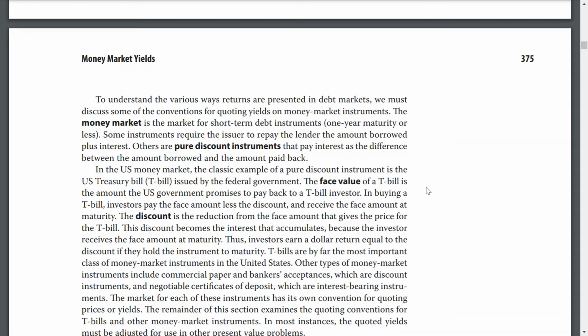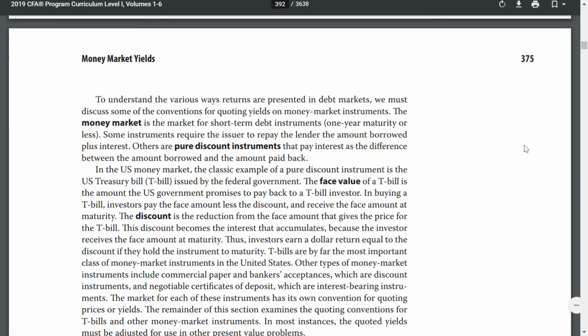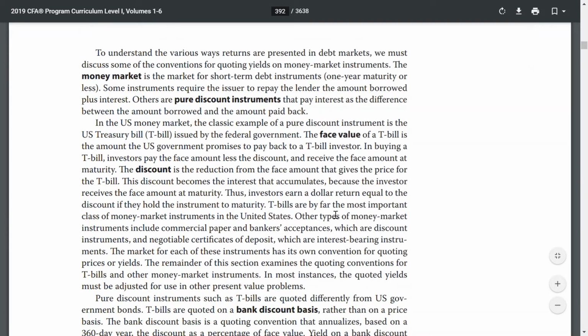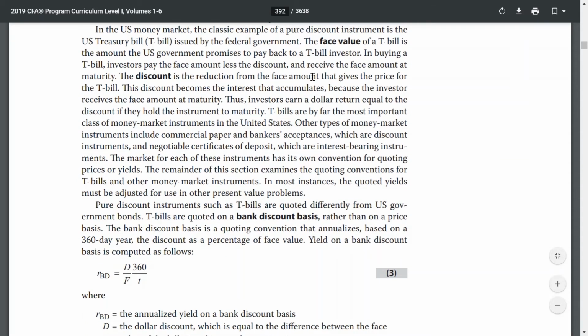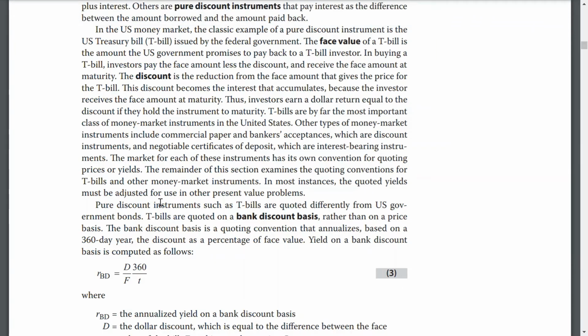Issued by the U.S. government, the face value of the T-bill is the amount the government promises to pay back to a T-bill investor. In buying a T-bill, investors pay the face amount less a discount, and receive the face amount at maturity. The discount is the reduction from the face amount that gives the price of the T-bill. This discount becomes the interest that accumulates because the investor receives the face amount at maturity. Thus, investors earn a dollar return equal to the discount if they hold the instrument to maturity.